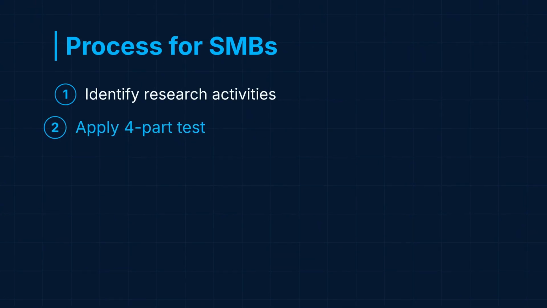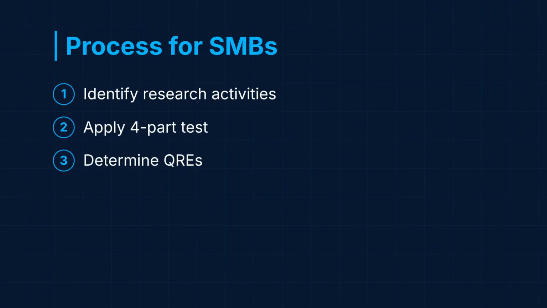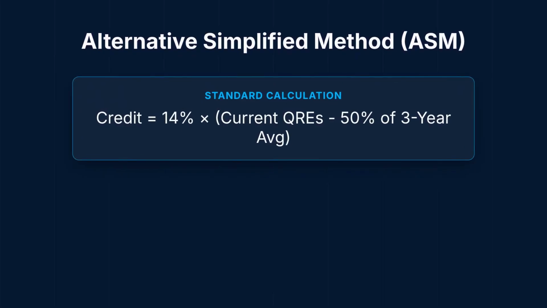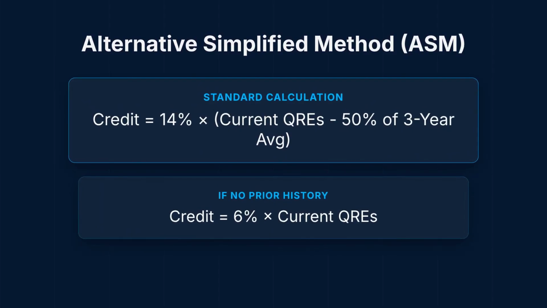For small to mid-sized businesses, the process is simple. Identify research activities, apply the 4-part test to each, and then determine the relevant QREs. If an employee spends at least 80% of their time on qualified services, all of their wages can be treated as an in-house research expense. Under the alternative simplified method, the credit is 14% of the excess QREs over 50% of the 3-year average. Without a history, it's a flat 6%.